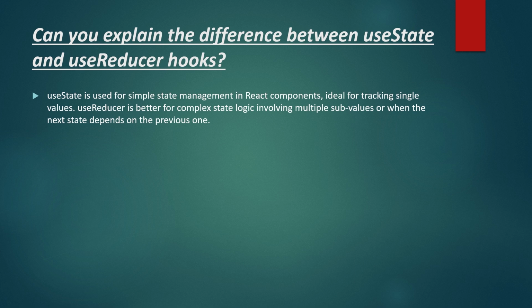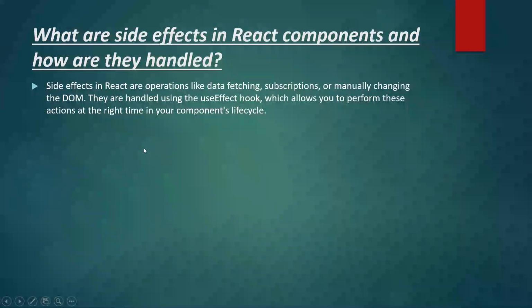Our third question is, how can you explain the difference between useState and useReducer hooks? useState is used for simple state management in a React component. It is ideal for tracking single values. useReducer is better for complex state logic involving multiple sub-values, or when the next state depends on the previous one.